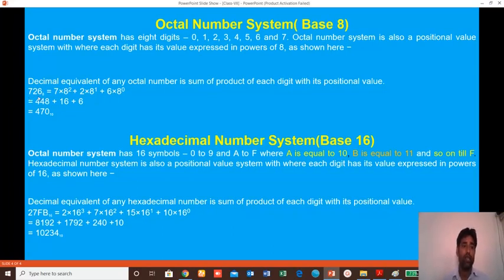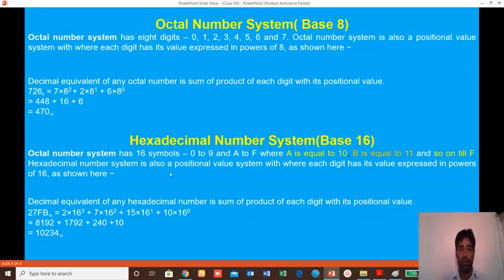How can we calculate its equivalent decimal number? That can be calculated by multiplying the digits with the respective powers of 8, and then ultimately we add all the terms. The conversion of decimal to binary, octal to decimal, and hexadecimal to decimal we will learn in the next lesson. In this lesson we are limited to knowing about the number systems only.